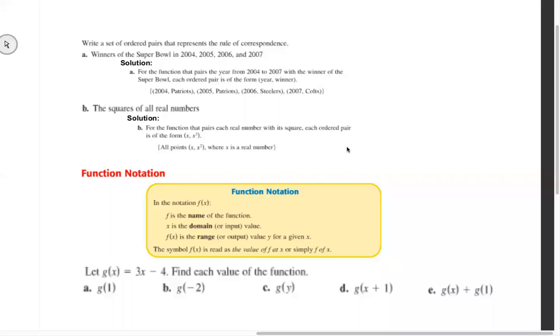Let's continue with this stuff, and I hope I got time to get it done. So write a set of ordered pairs that represents the rule of correspondence. Functions are used all the time. Now, Mr. Kitchen, I know you play football, so I'm going to pick on you for the football one. This is going to be comparing Super Bowl winners and the team that won it, right?